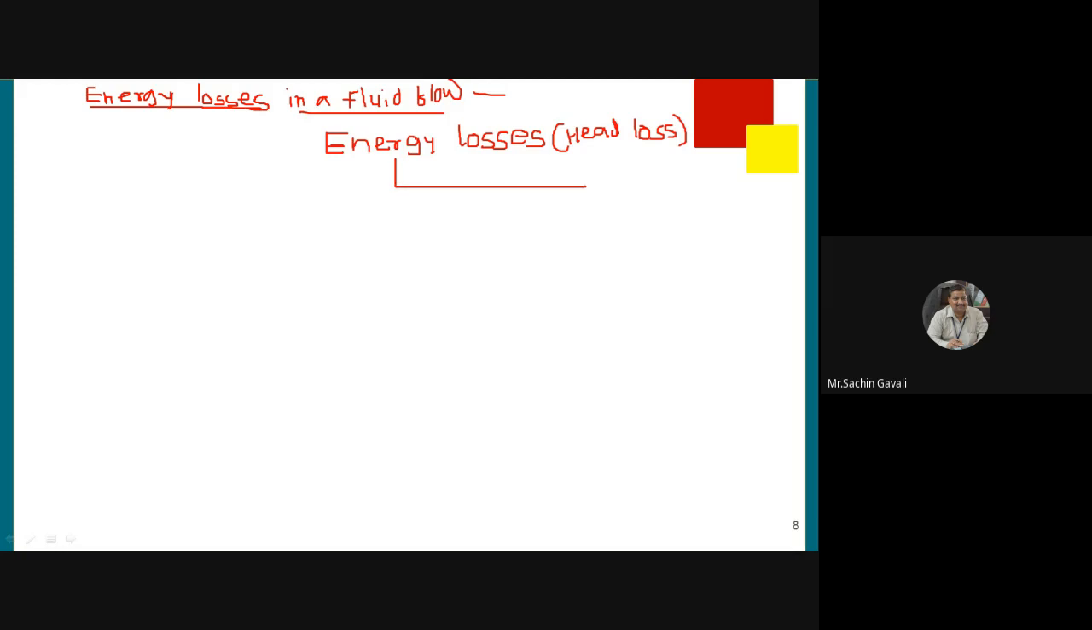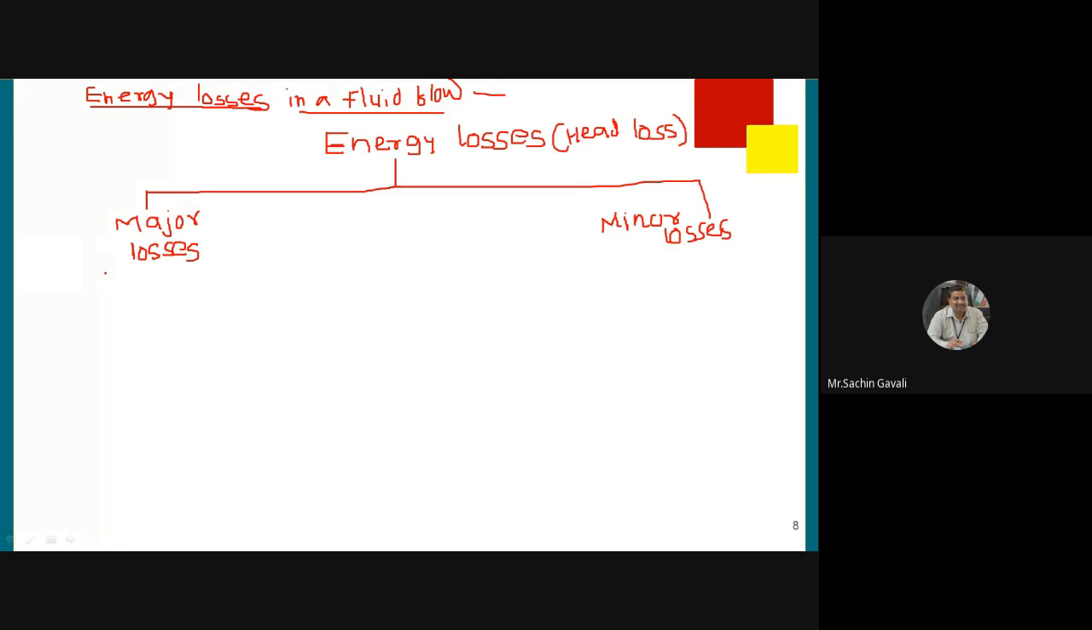These energy losses are classified into 2 categories. So first write down, energy losses are classified into 2 categories. One is major losses, and another category is minor losses. Next class I will start revision with this. So there are two kinds of energy losses: one is major loss, another is minor losses.